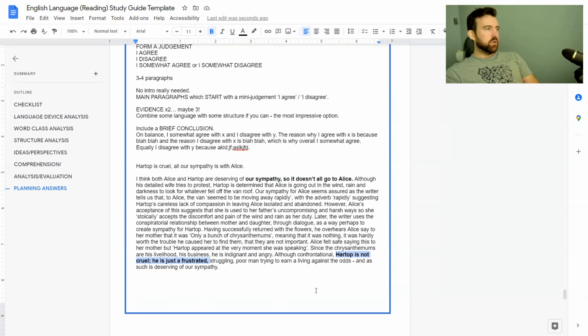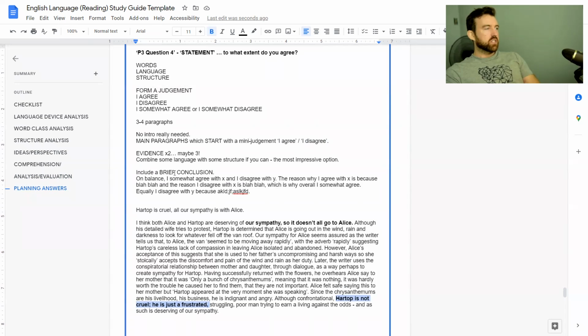So that's what you want to do for question 4 in a nutshell. You want to spend some time deciding whether you agree, disagree, or somewhat agree. As I said, ideally for most of you, you want to somewhat agree or somewhat disagree if you can. You want 3 to 4 paragraphs. You don't need an introduction of any real sort. You just dive in with your mini judgments.